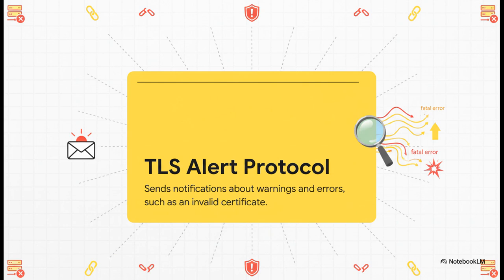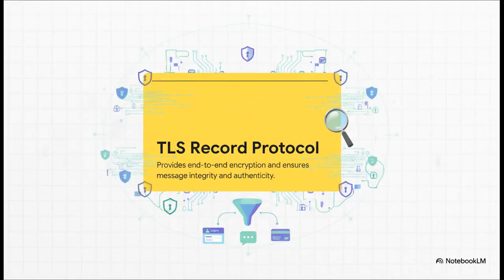Think of this one as the team's emergency messenger. If anything, and I mean anything, goes wrong, like maybe the server's ID is expired or it just looks fishy, this protocol is the one that sends up a red flag. It might just be a warning, or it could be a shut-it-all-down fatal error that ends the connection right then and there.